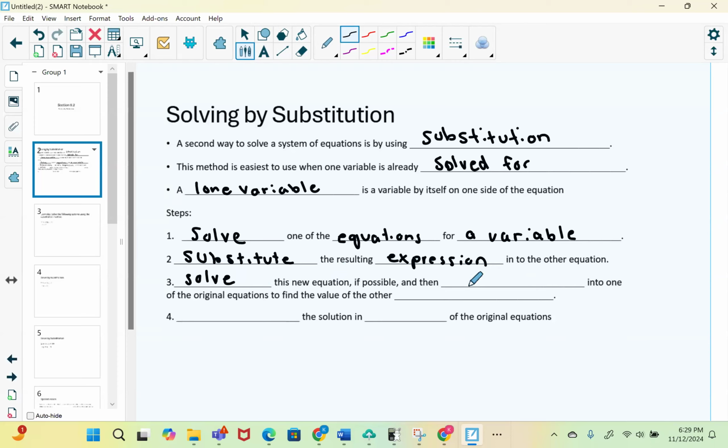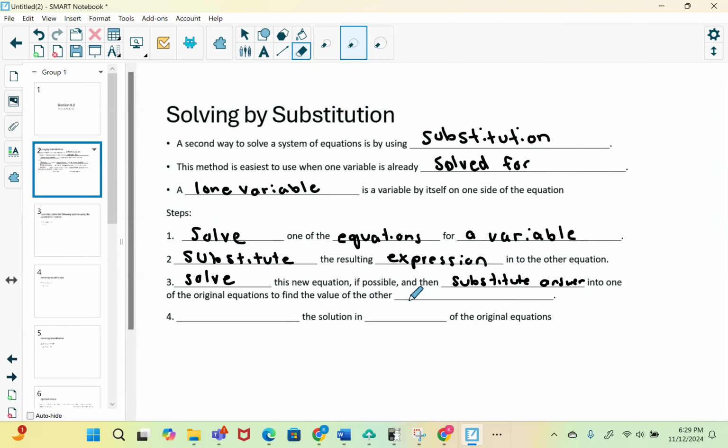if it's possible. And then we substitute the answer into one of the original equations to find the value of the other variable. And the last thing is we should always check the solution in both of the original equations.